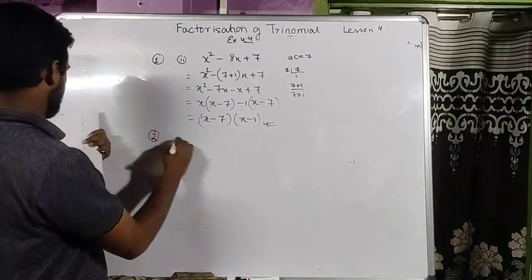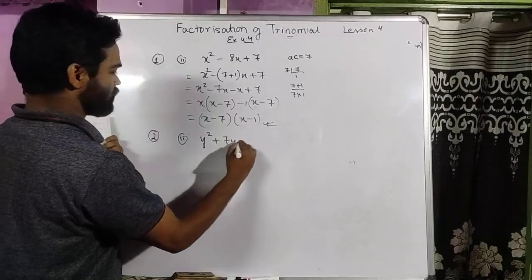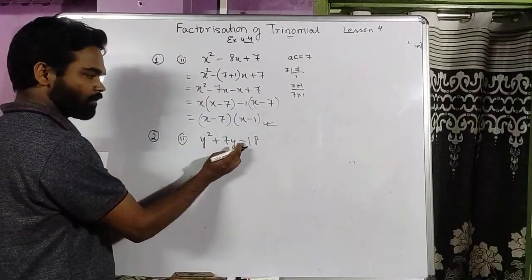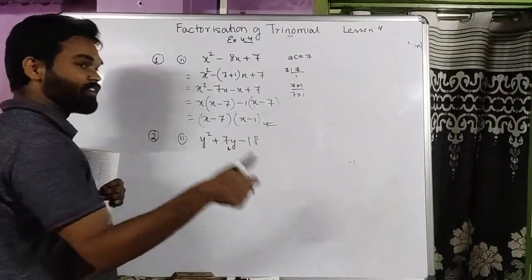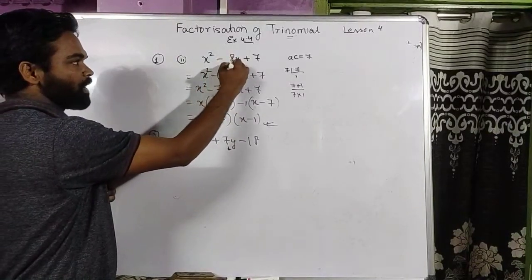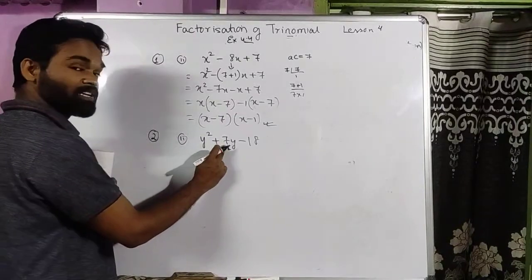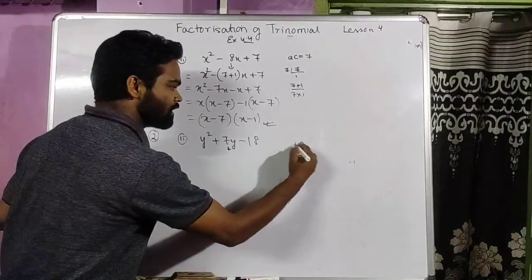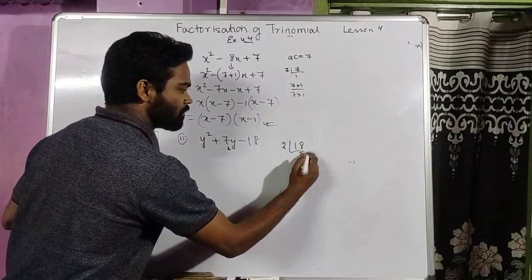We look at 2 part 2: y square plus 7y minus 8. Now look carefully. This is a negative number, a minus sign over here, which means 7 will be expressed as a difference of two numbers. In the previous case, both were positive, so it was expressed as the sum of two numbers. Now this will be expressed as a difference of two numbers. First thing, we'll find the prime factors. 18 ones are 18.